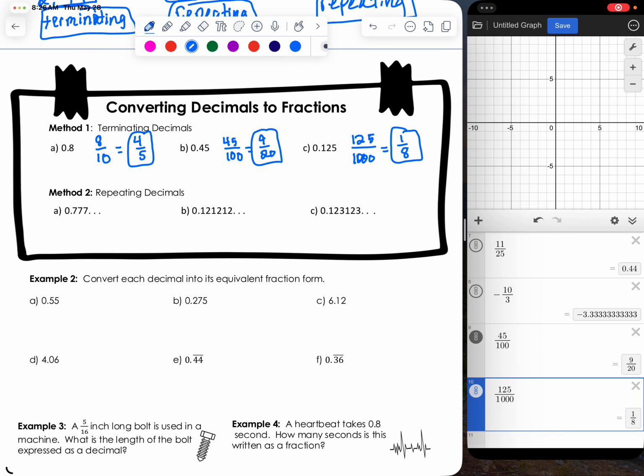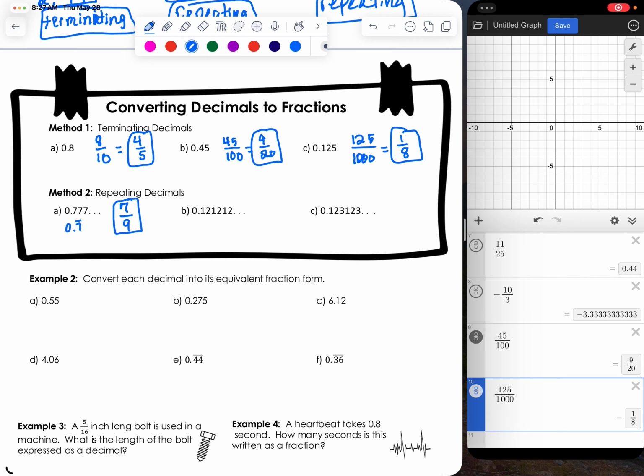If you have repeating decimals, we've already talked about repeating decimals. So in problem A, we have 0.7777. So this is like this, 0.7 repeating. If you have one number that repeats, you're going to use that number as your numerator. And then because there's one number repeating, your denominator will be 9. So 0.7 repeating is 7/9.